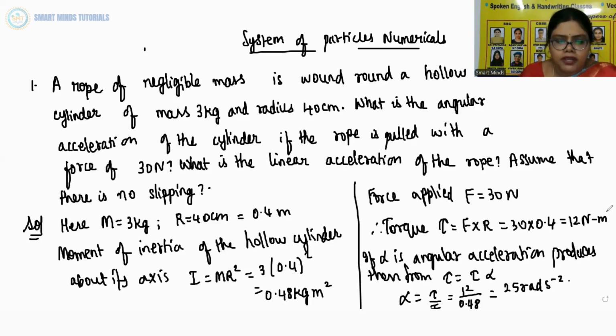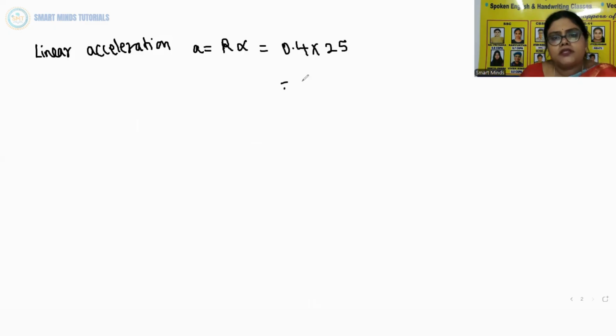So after finding alpha, we will find linear acceleration. Linear acceleration is denoted by small a and its formula is R alpha. So that is R is 0.4 into alpha is 25. So that is 10 meters per second square.